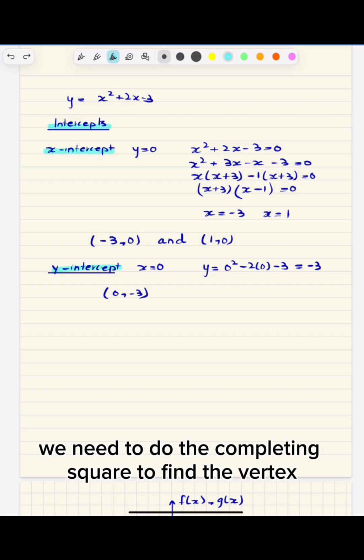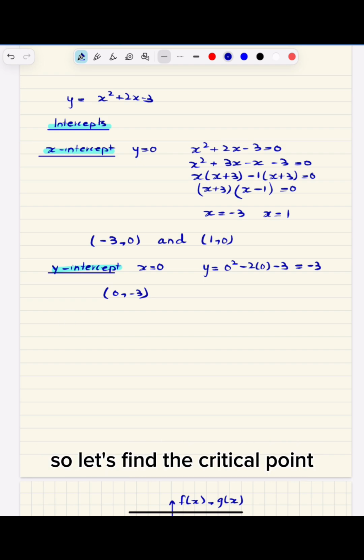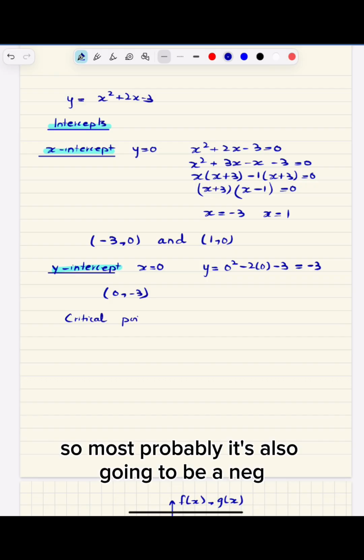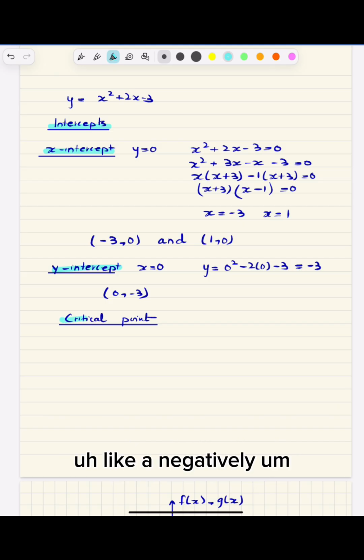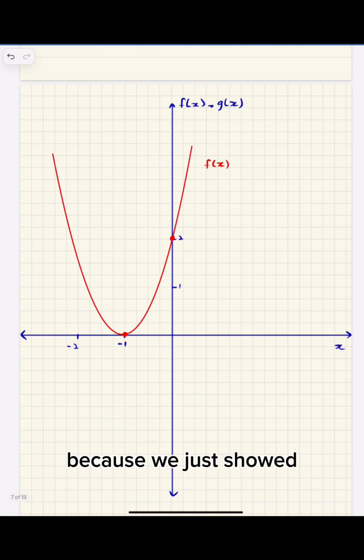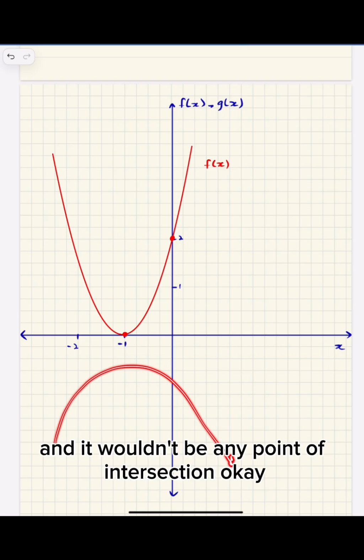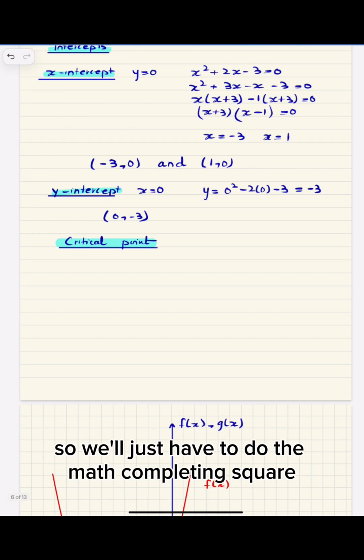We need to do the completing square to find the vertex. So let's find the critical point. Most probably it's going to be a minimum point, because we just showed there's no point of intersection. Actually, it could be like this also, and there wouldn't be any point of intersection. Okay, so we'll just have to do the completing square.